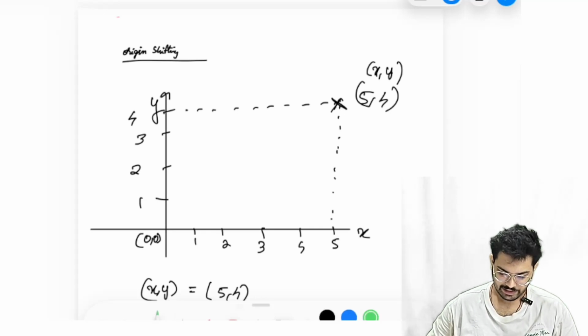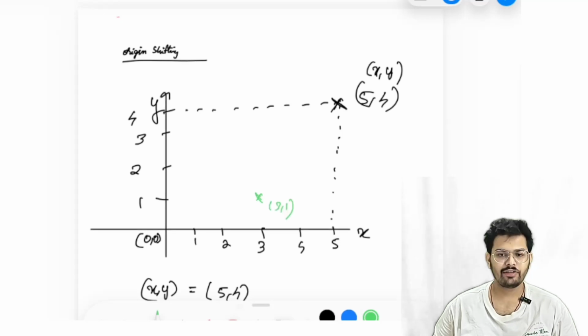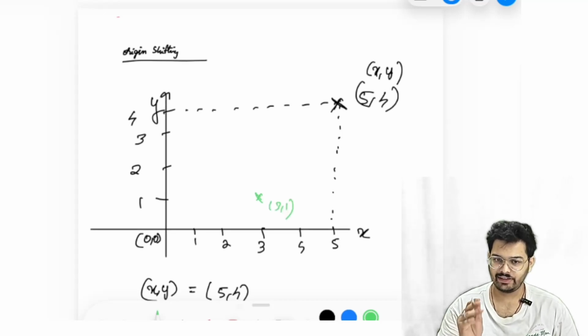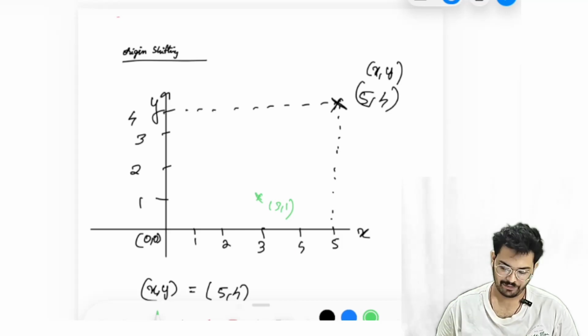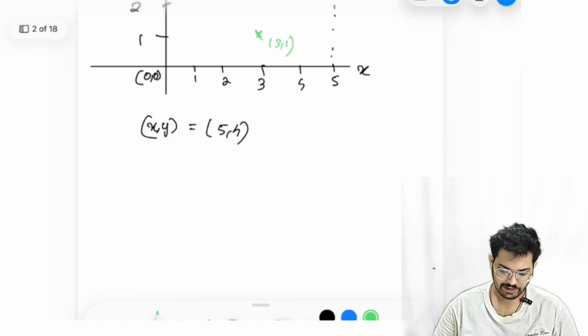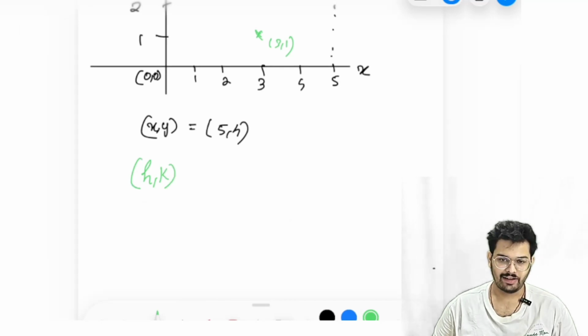Now, in the next case, I will be fixing a random point. For example, here I will be taking 3 comma 1 as my new origin. So, this is our new origin. That means I will be shifting the origin from 0 0 to a new point 3 comma 1. I am calling the new origin h comma k. I will be shifting the origin from 0 0 to a new point h comma k, that will be 3 comma 1.